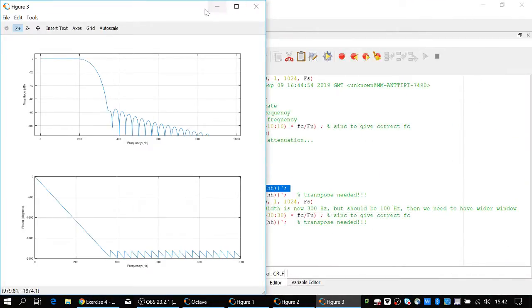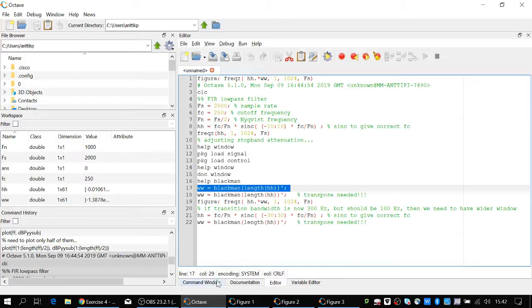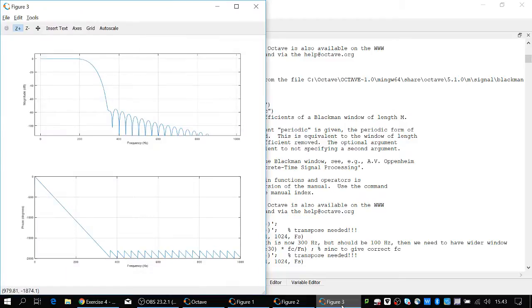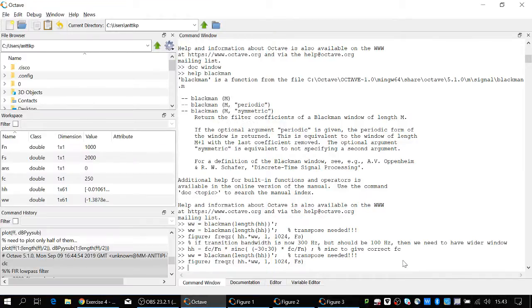Okay, so the next step would be to actually do some magic and transform this into, for example, a bandpass filter. So modulate this one so that the center frequency would be, for example, 400 Hertz. Does it work? Yes, it does. Okay, let's try that one. So modulate to get a bandpass filter around 400 Hertz.